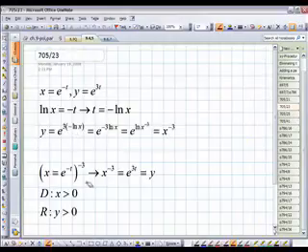Another way to think about it is take this entire equation x equals e to the negative t to the negative 3rd power. And so then we have x to the negative 3, which is equal to e to the 3t, which in turn is equal to y. And then you've got to watch out again for your domain and your range.